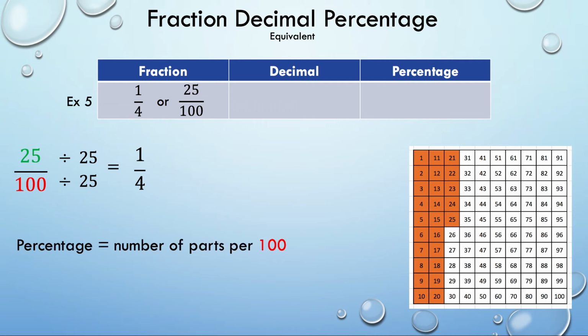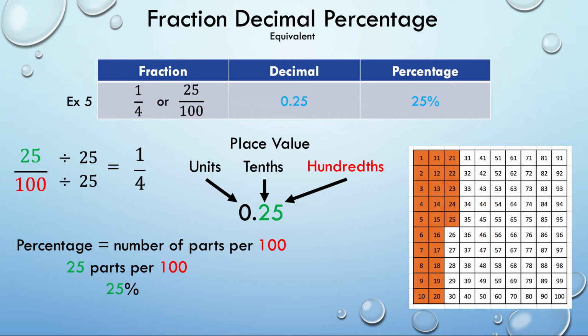Now we're going to write down the definition of percentage: number of parts per 100. Well, we already have it shaded, and we can just look at the numerator as well. So we have 25 parts per 100. Instead of writing out the words, let's use the symbol, 25%. And now we can write out the place value because we know it's 25 parts per 100, or 25 hundredths.